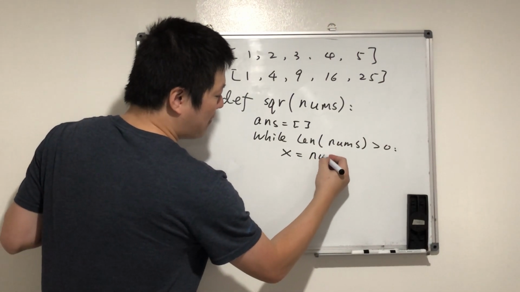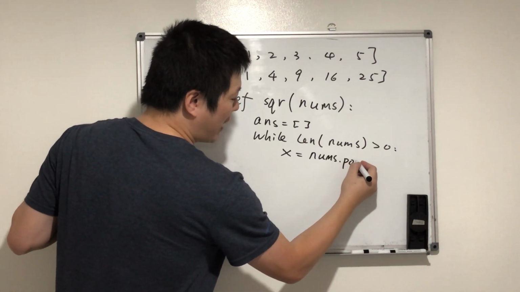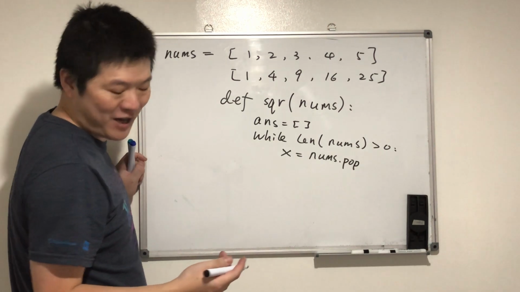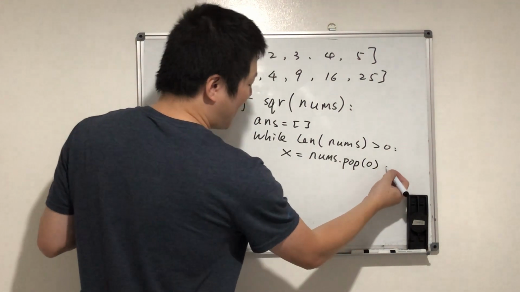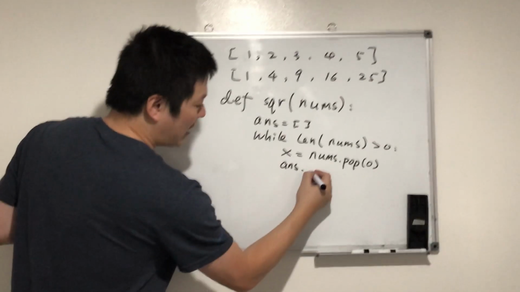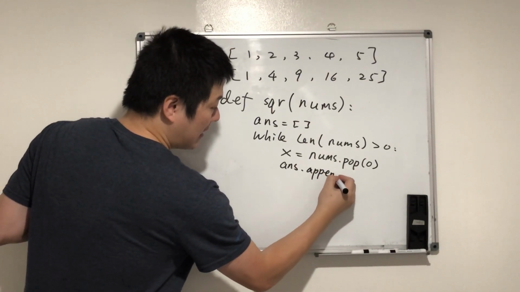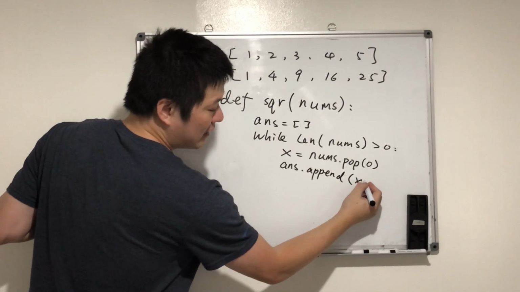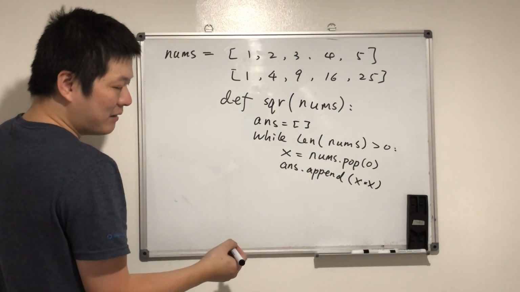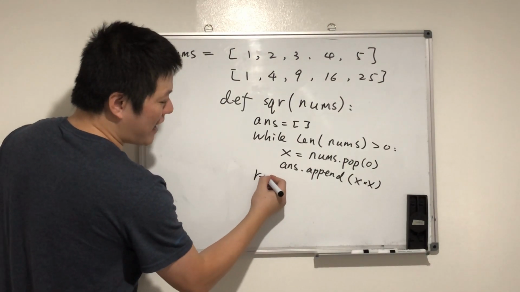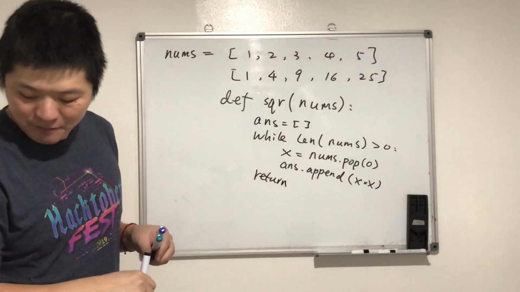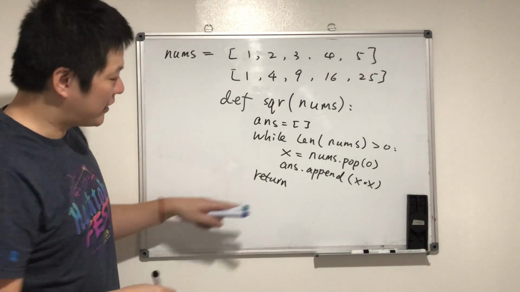x equals nums.pop, pop what? Pop 1? No, pop 0, right? Remember, we want to take the first item. Then we put it in the answer, so answer.append(x times x), right? We want to square it. And then what's this? Return what? Return answer. Well done.